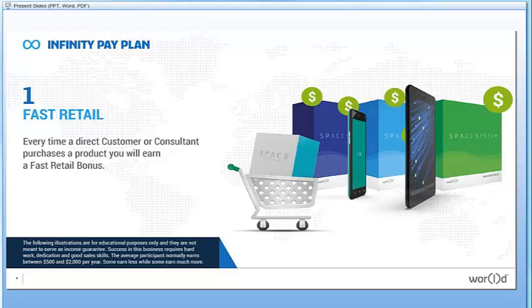Okay, fast retail. This is the first way we get paid. When you become a consultant and purchase the master pack, it is $399 plus $49, which is $448. With a little bit of tax, it's about $453 and a few cents. That's to purchase the master pack. And when you purchase the master pack, you get 3 business centers automatically given to you.